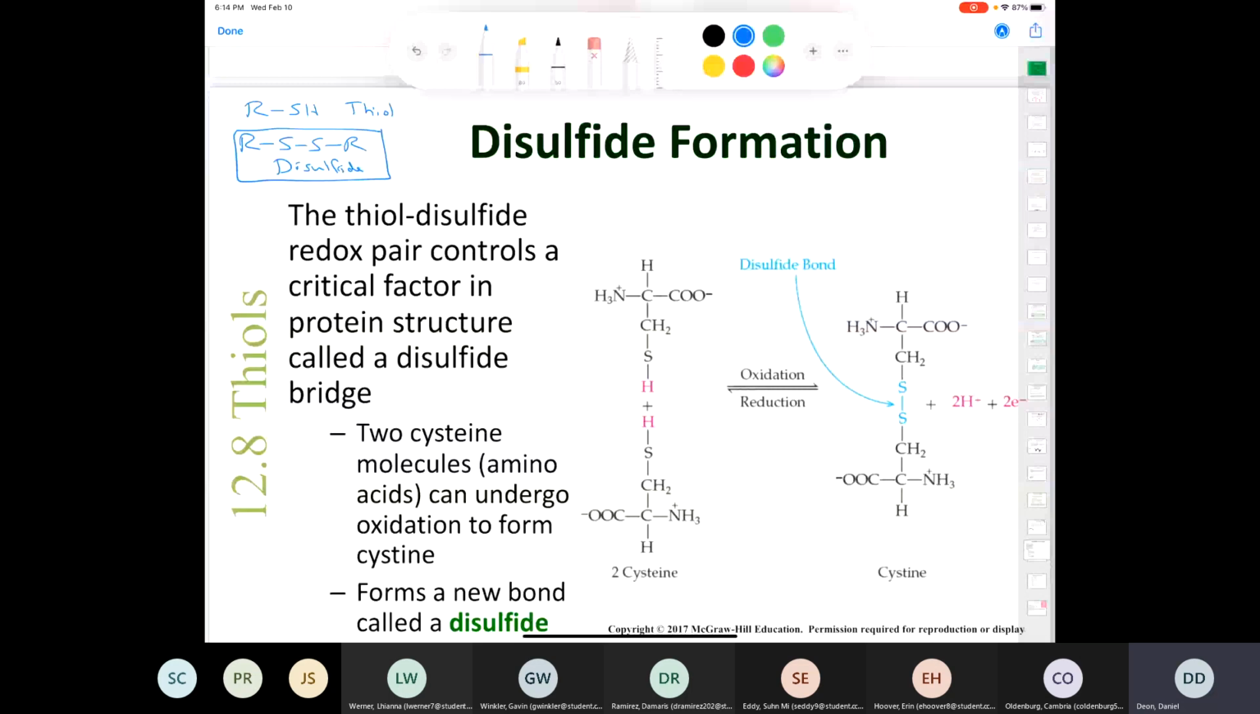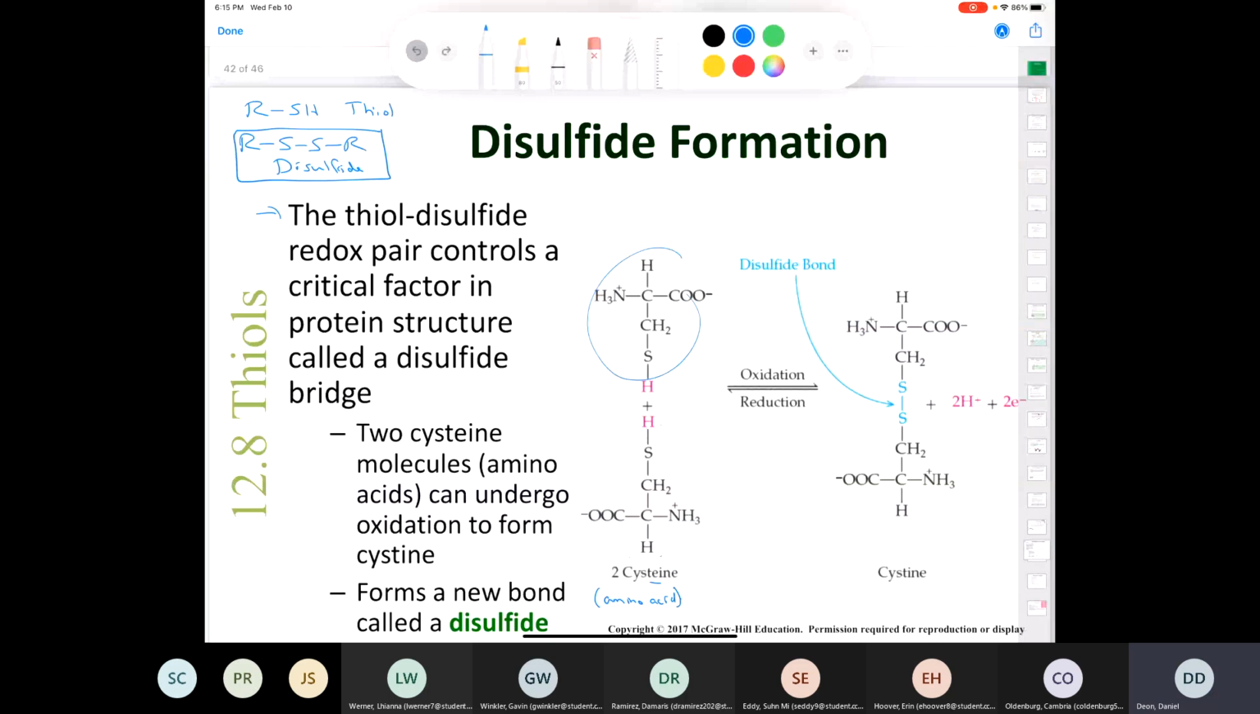It's a very specific reaction. Let me show it to you. Follow along with me here. It says the thiol disulfide redox pair controls a critical factor in protein structure called a disulfide bridge. So what happens is we bring two cysteine molecules that we have here. Cysteine, notice that there's an extra E in here, is an amino acid. So this is one of the 20 amino acids that are naturally occurring. So this is an amino acid, and these are identical, the two cysteines.